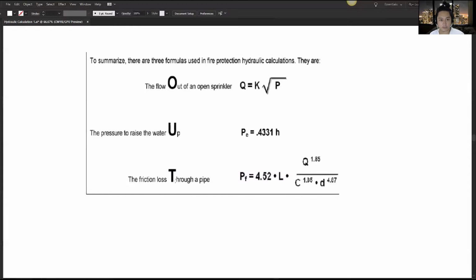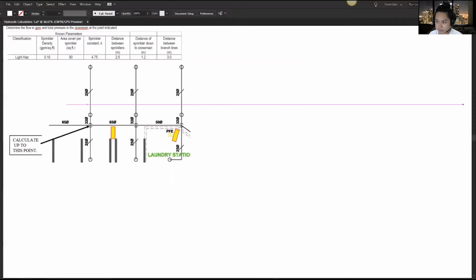Friction loss through a pipe, so from one point to another point in the pipe, this is the pressure loss: 4.52 times length times Q raised to the power of 1.85 over C raised to the power of 1.85 times D raised to the power of 4.87. Now we'll be looking into the details. We'll be defining these equations along the way, but as for now, these are the basic equations that we'll be using for hydraulic calculation. Okay, let's go straight directly to the problem again.